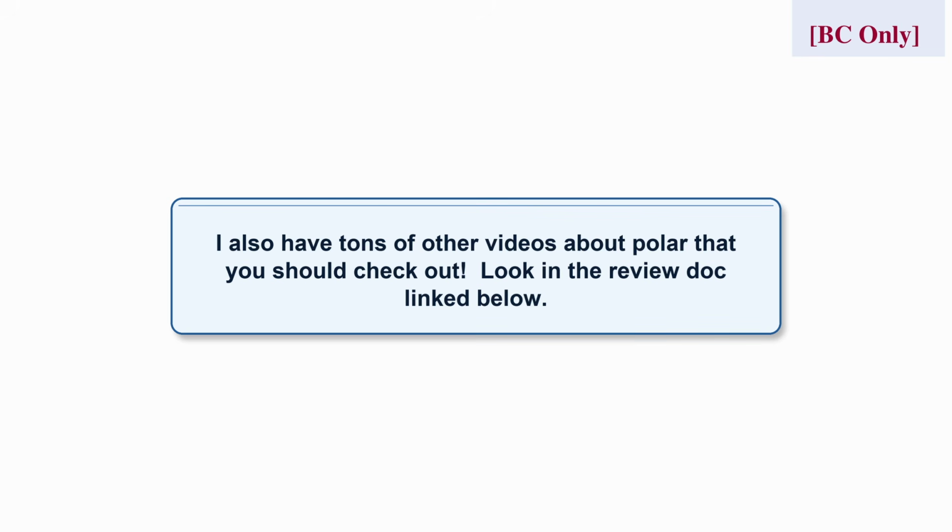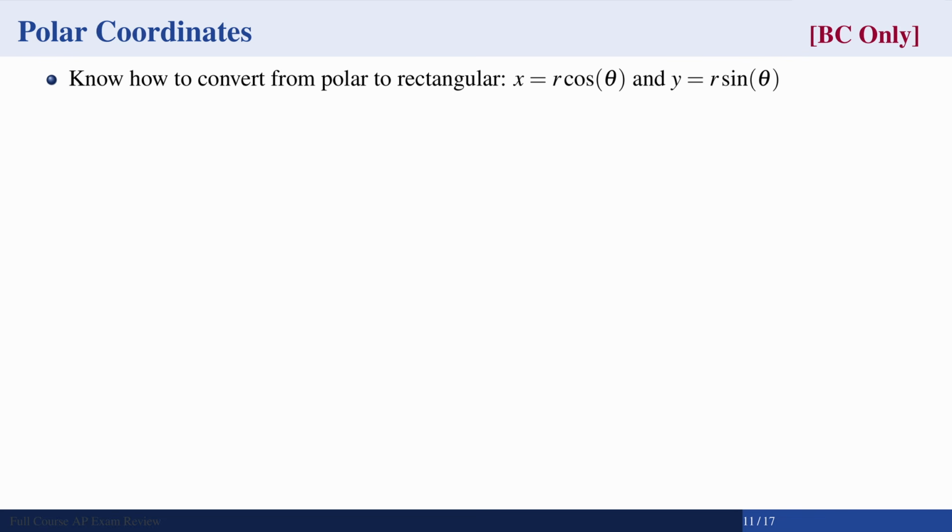Let's continue talking about polar coordinates. We need to know how to convert from polar to rectangular using the equations x equals r cosine theta and y equals r sine of theta. So you're going to replace that r there with the polar curve.